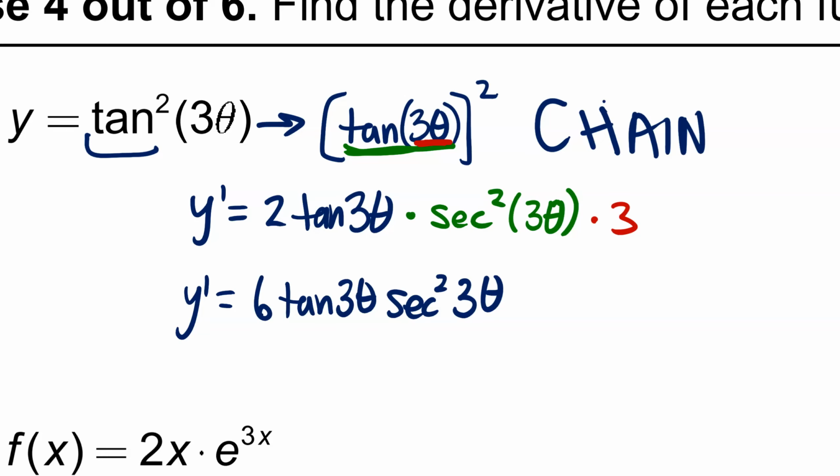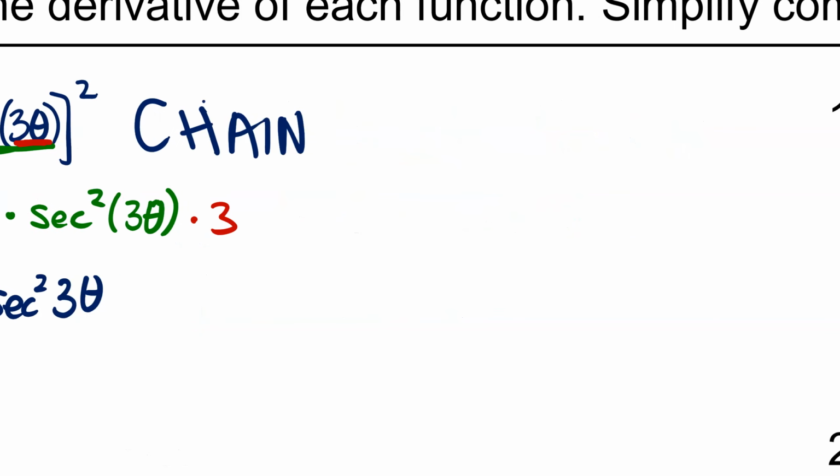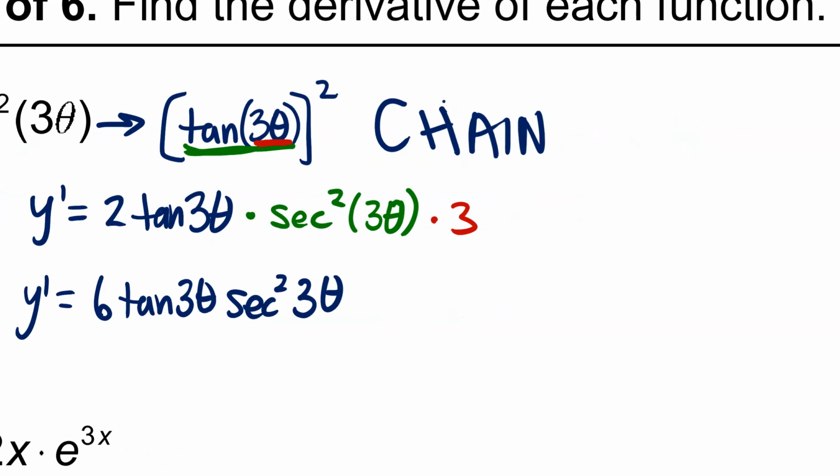If we don't know the derivative of tangent, you could always use quotient rule to figure it out. How would you do quotient rule? Because tangent is sine over cosine. Is that how you would do it? Okay. Yeah. You don't have to do it. I got it.